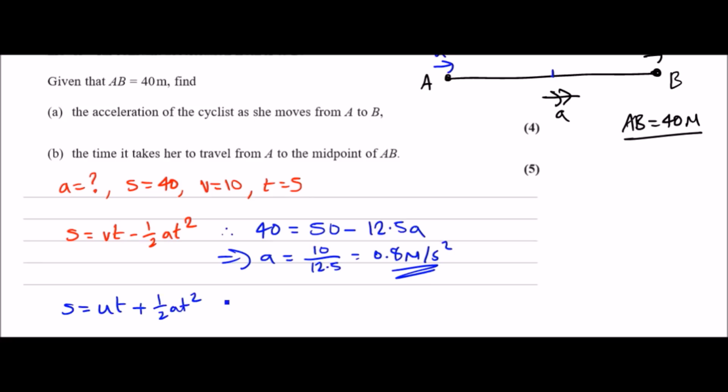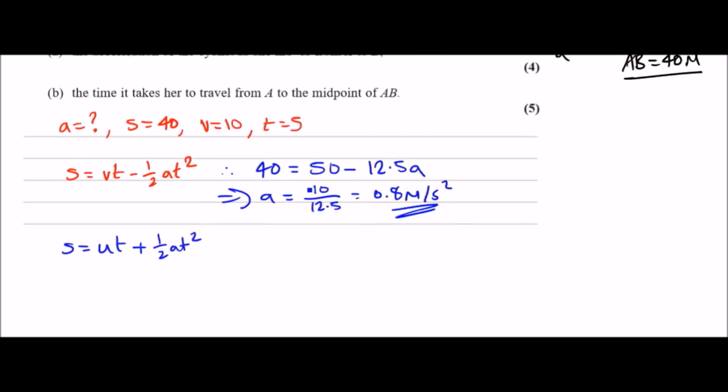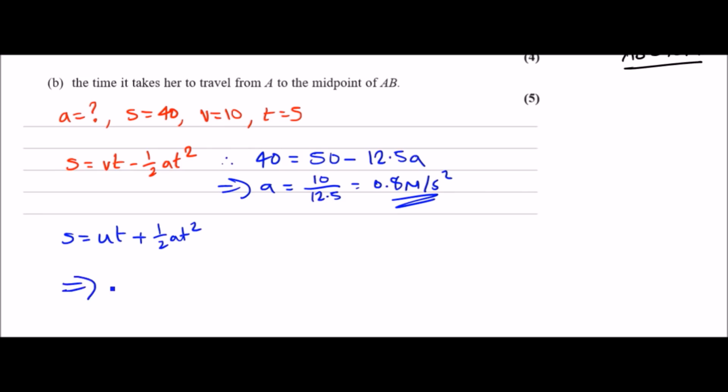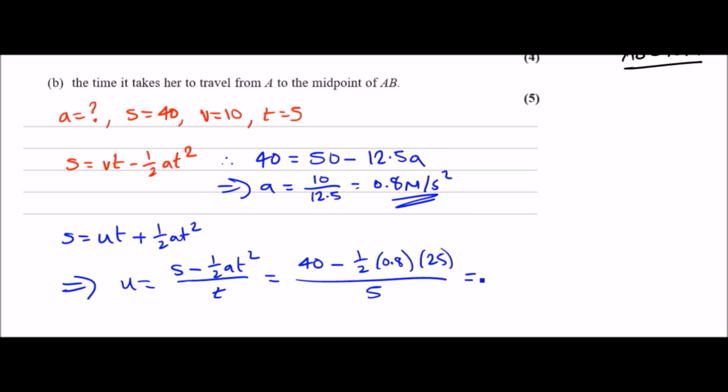Since we already know what A is because we solved it, we've got S and T already. S is 40 and T is 5 seconds. We can find U, so I'm going to make U the subject. U equals S minus half AT squared, all over T. So 40 minus half of 0.8 times T squared, 25, over 5, and you should get 6 meters per second. So that is the initial speed there.